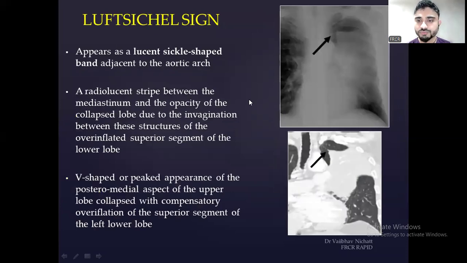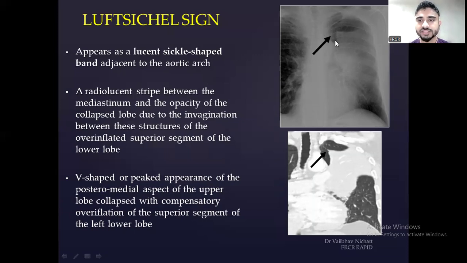Coming to the next most important sign, what is Luftschild sign? So Luftschild sign is basically seen in left upper lobe collapses. Because of the left upper lobe collapse, you can see a wheel-like opacity like we discussed in the previous lecture. In the wheel-like opacity, you see increased opacity at the region of hilum and then fading opacity towards the periphery. And because of the left upper lobe collapse, there is overinflation of the left lower lobe.